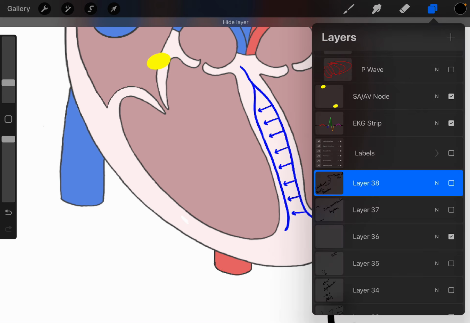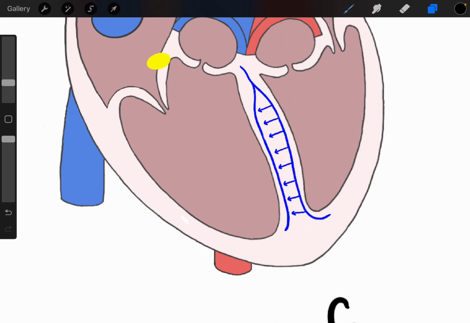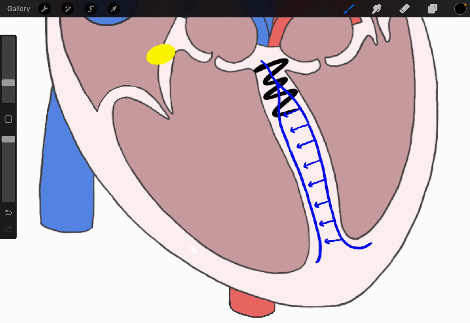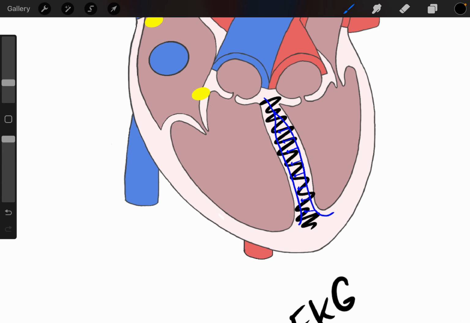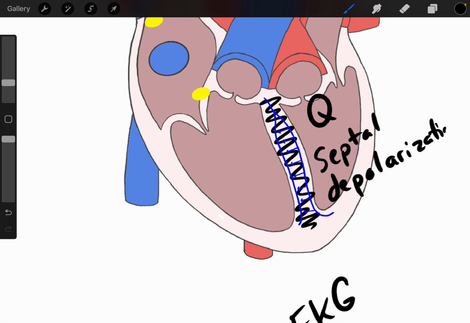So through this, we are going to depolarize all of this section here. And we're going to call that the Q wave, which can also be called septal depolarization because it's referring to the septum, because we're changing that voltage from negative to positive.